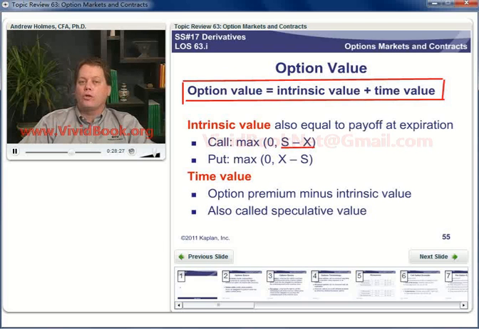The option holder will walk away. So it's S minus X. If that's a positive number, it is the payoff to the call. It's X minus S if that's a positive number, the payoff to the put.